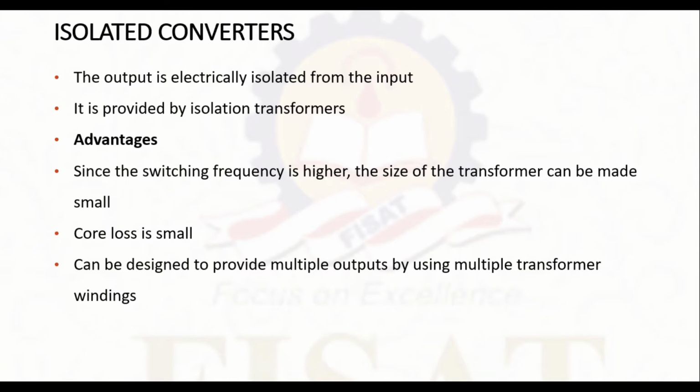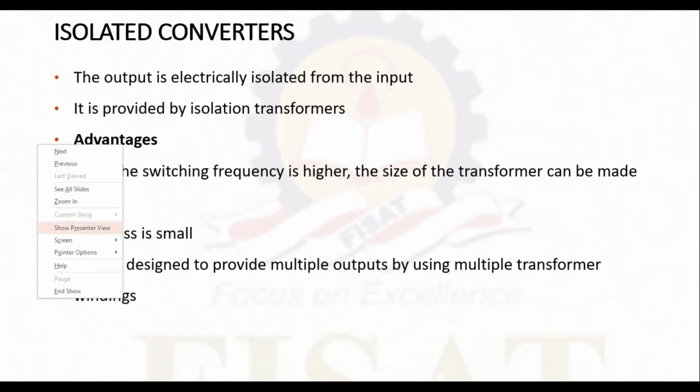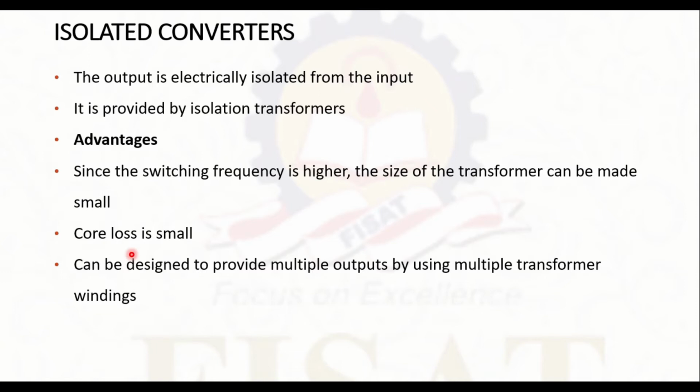As we all know, transformers have primary and secondary windings which are physically not connected. So we can provide the necessary isolation between the input and output using transformers. There are certain advantages for isolated converters. They are, since the switching frequency is higher, the size of the transformer can be made small.